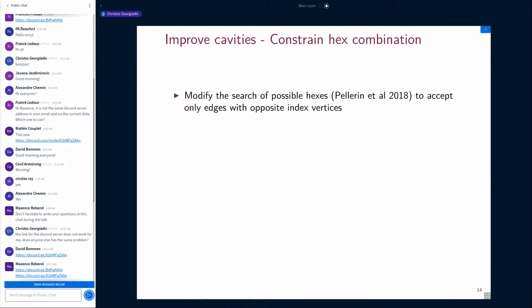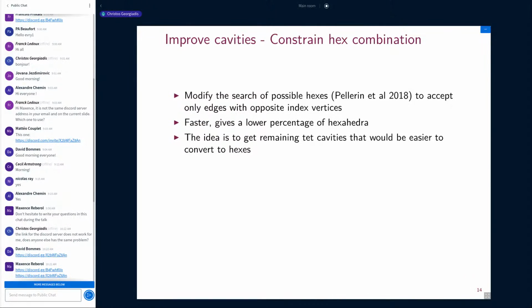And we modify this in order to accept only edges that follow this constraint, that are of opposite label. And if we do this, of course, it's faster because the search space is much smaller, and obviously it gives a much lower percentage of hexahedra. Not very much lower, but still lower. It's not optimal. But still, it's not what interests us. What we want is to see if we can make the remaining cavities easier to handle, to manipulate after.